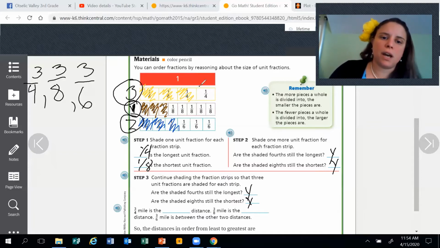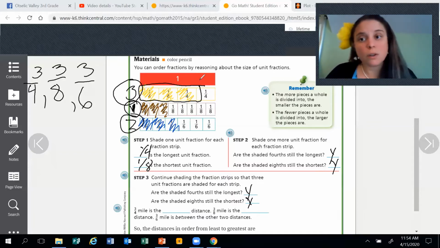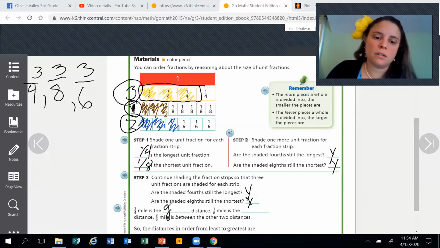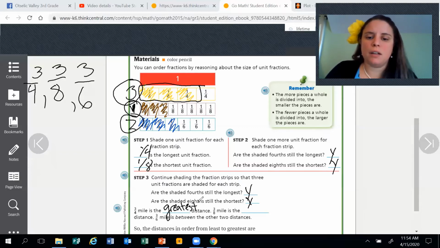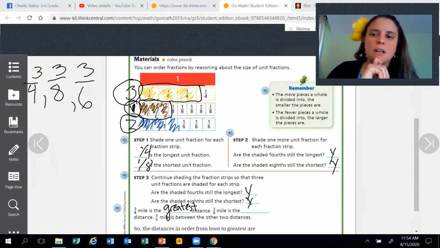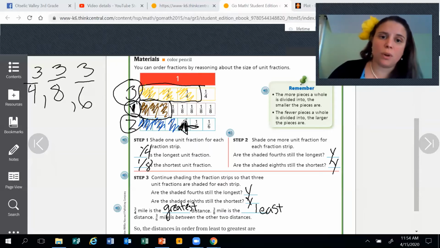So 3/4 of a mile is the blank distance. Is 3/4 of a mile, this one, the greatest distance or the least distance? Greatest. And 3/8 of a mile is the blank distance. Now we're looking at this one. That one's the greatest, so this one must be the least. And 3/6 of a mile is just in between, okay? So now we've already ordered them in our brain, and we've really gone through and thought about it.